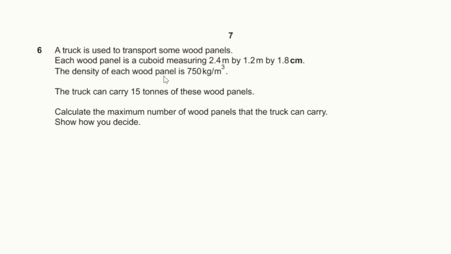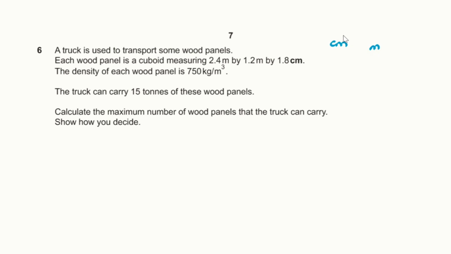Question number 6. A truck is used to transport some wood panels. Each wood panel is a cuboid measuring 2.4 meters by 1.2 meters by 1.8 centimeters. The density of each wood panel is 750 kilograms per meters cubed. The truck can carry 15 tons of these wood panels. We have to calculate the maximum number of wood panels that the truck can carry. Show how you decide.